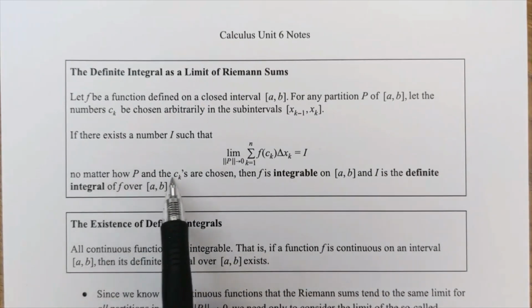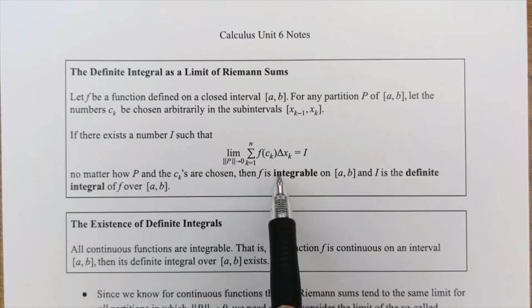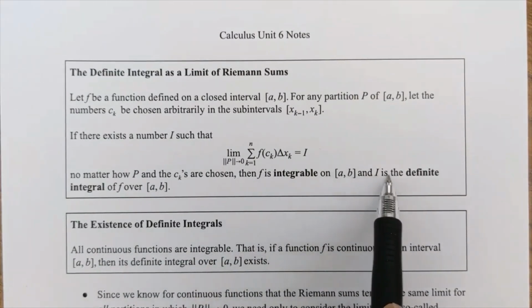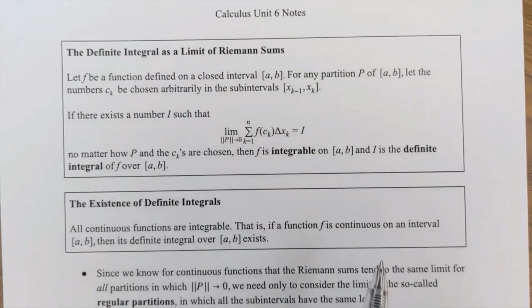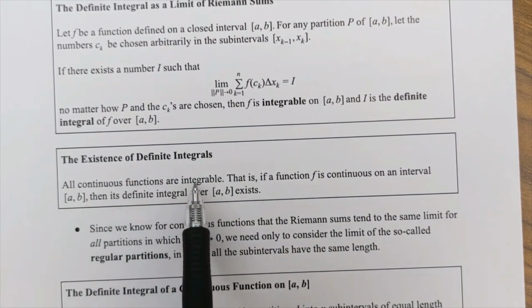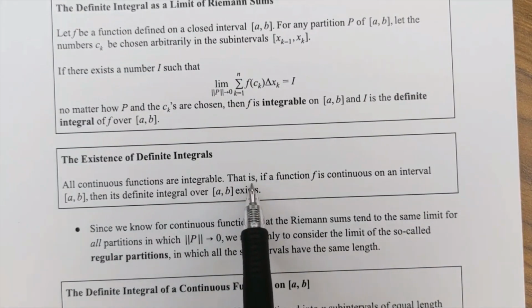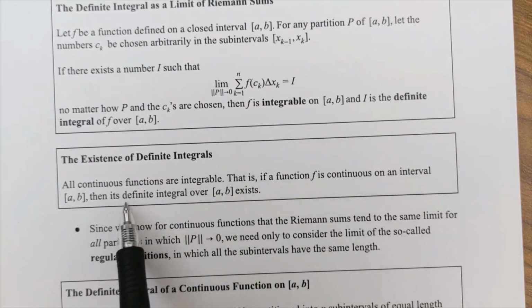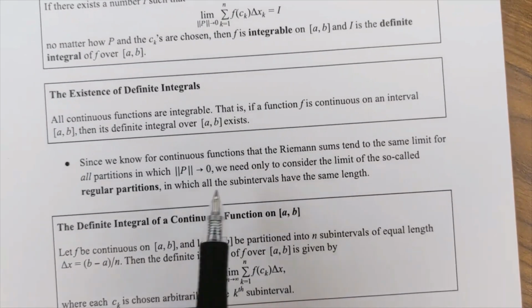No matter how the p's and the c of k's are chosen, then f is integrable on A to B, and I is the definite integral of f over A to B. So all continuous functions are integrable, meaning you can take their integral. That is, if a function f is continuous, then its definite integral over A to B exists.